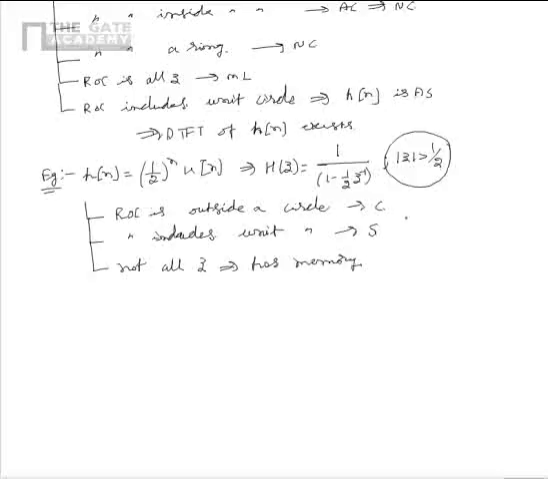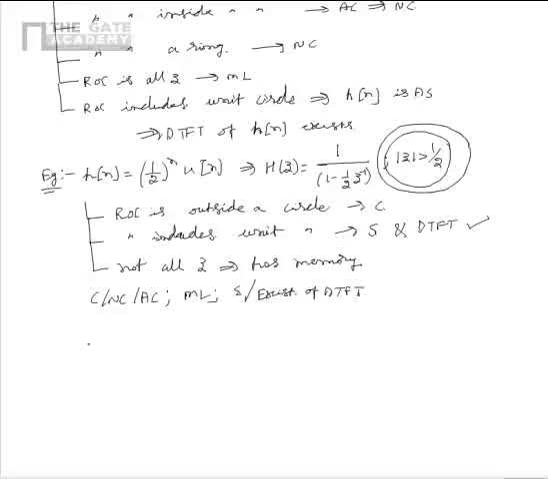As the ROC includes the unit circle, the system is stable. Hence, the DTFT of the sequence exists. So, given the region of convergence of the system function of an LTI system, we can characterize the system for causality or non-causality or anti-causality, memoryless property, stability or existence of DTFT.